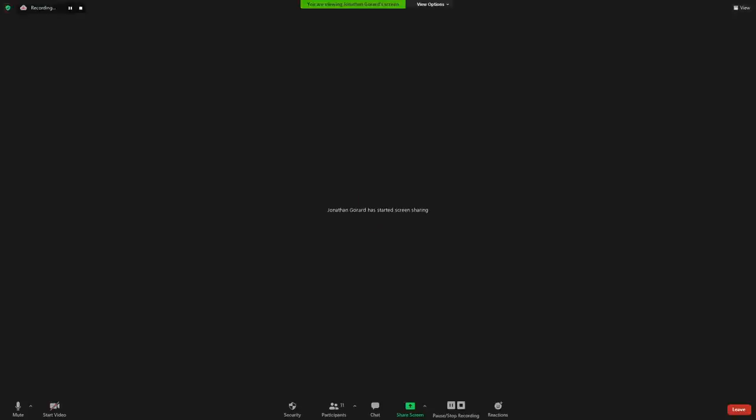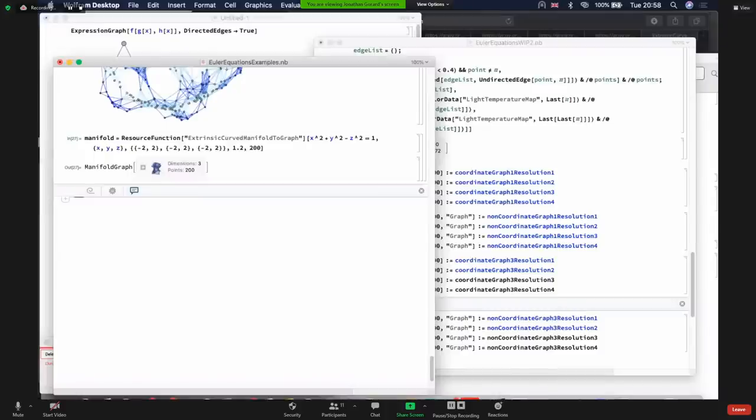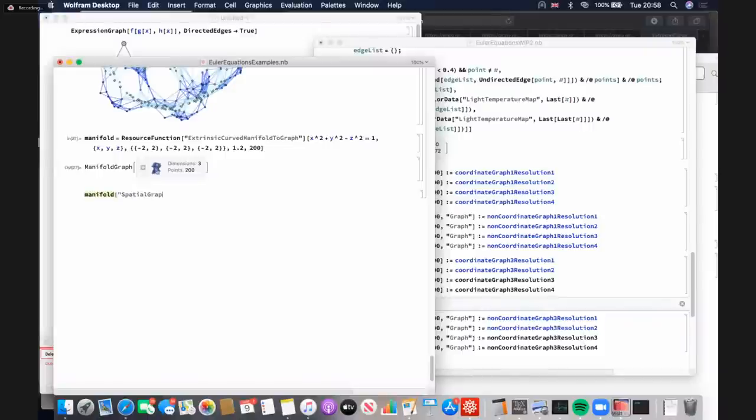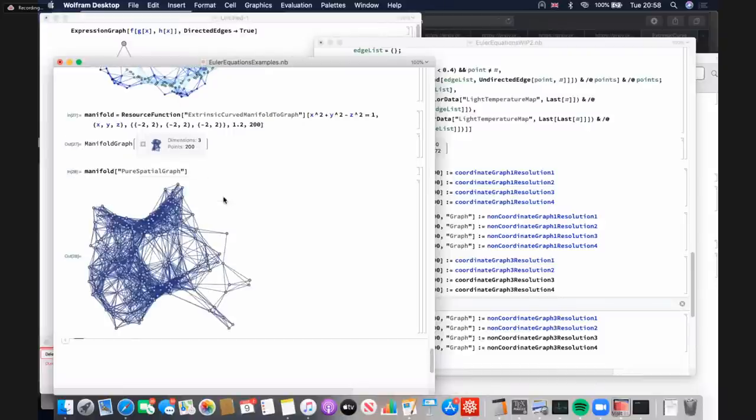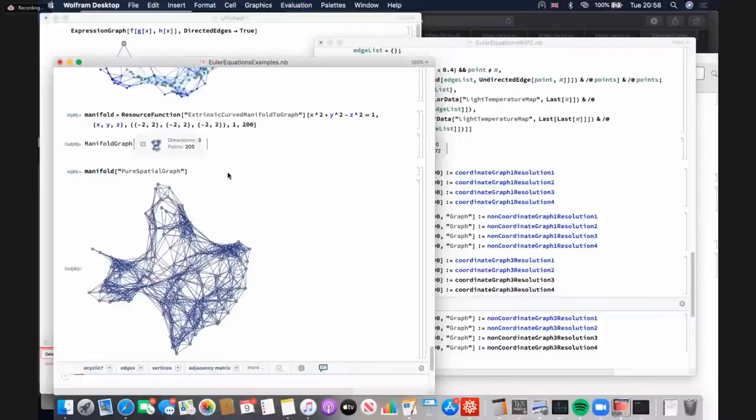Actually, hang on, my kernel is now working again, so I might be able to show that. So if I say... This should just output the spatial graph without any coordinatization information. But if I lowered that to like one, it should start to become more sparse.